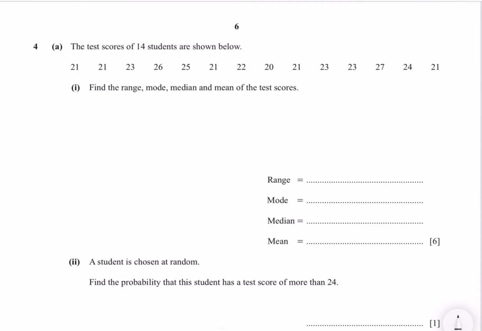Question number 4.8. The test scores of 14 students are shown below. Find the range, mode, median, and mean of the test scores. So range is subtracting the lowest value from the highest. So carefully find out which is the lowest and which is the highest in the given data. So 27 minus 20 is equal to 7. So this is our range. Mode is the most occurring number, and that is 21.